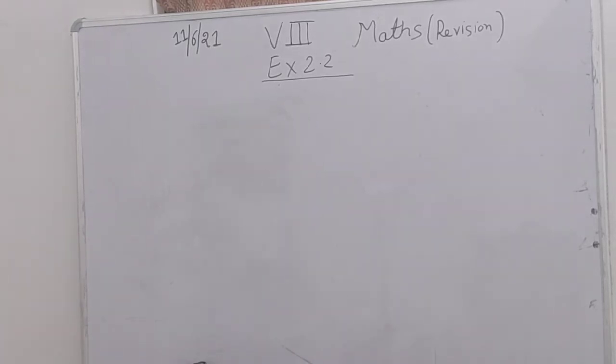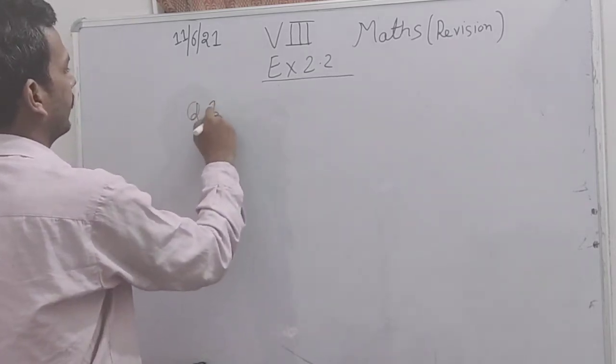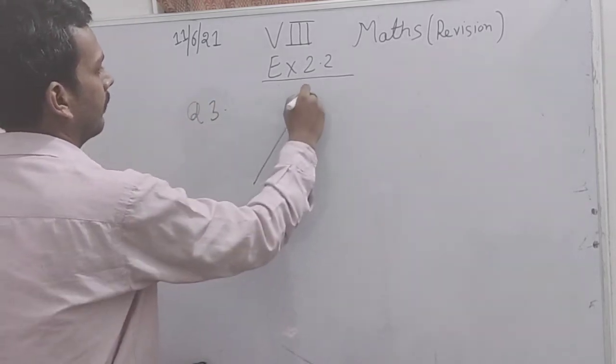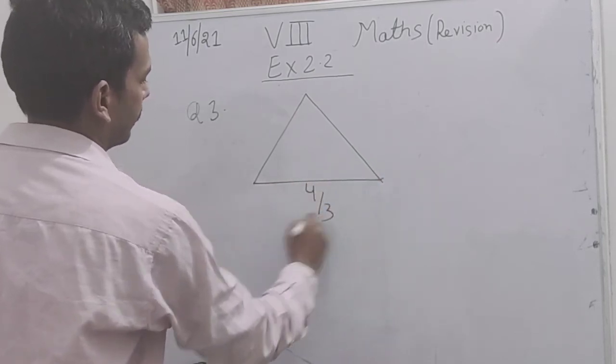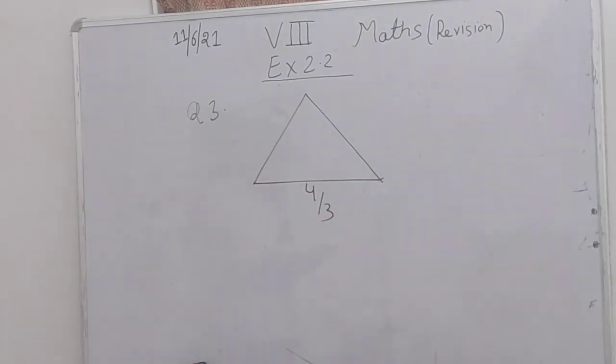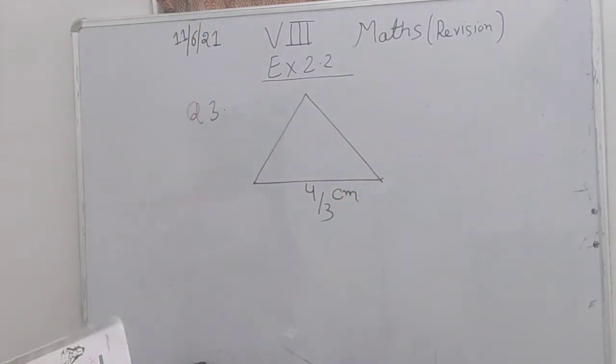Question number 3. The base of an isosceles triangle is 4 by 3. Suppose that this is our isosceles triangle and the base is 4 by 3 centimeter. The perimeter of the triangle is 4 whole 2 by 15.